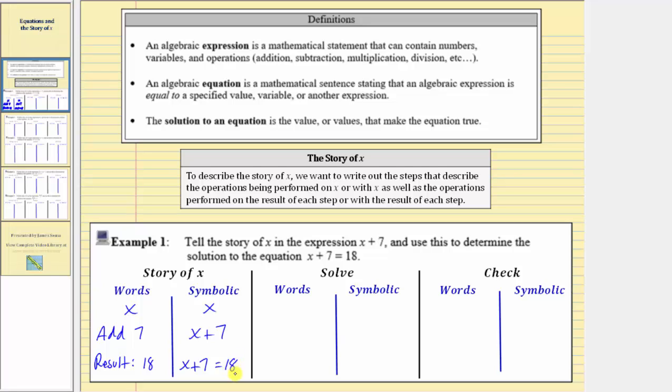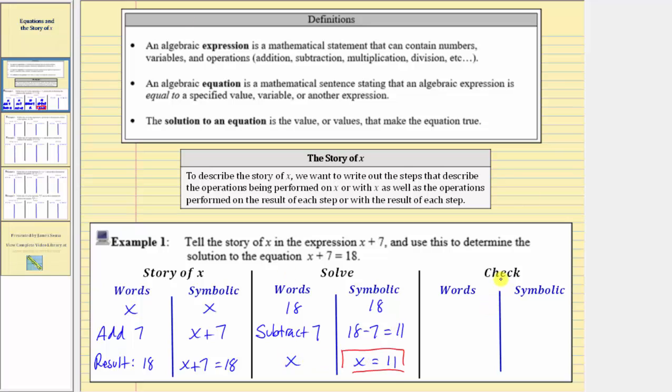And now to solve, we'll start with the result, in this case 18, and undo each operation to get back to x. So in this case, we'll have to undo add 7. So we'll begin with 18. Now we want to undo or perform the opposite operation of add 7. So we subtract 7. That gives us 18 minus 7, which equals 11, which brings us back to x. So we know our solution is x equals 11.